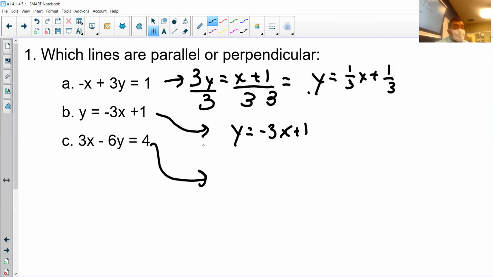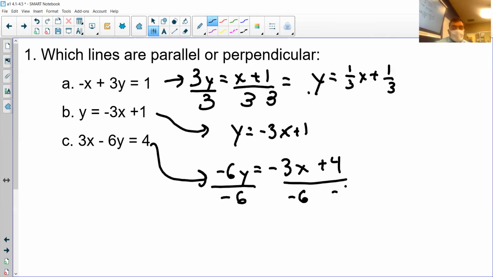And then the last one, I'm gonna subtract 3x on both sides. So I got negative 6y equals negative 3x plus 4. Then I'm gonna divide everything by negative 6. When I divide, everyone gets a piece. So y equals negative 3 divided by negative 6 is a positive half x, and positive 4 divided by negative 6 is a negative 2 over 3. I'm simplifying it to 2 over 3.